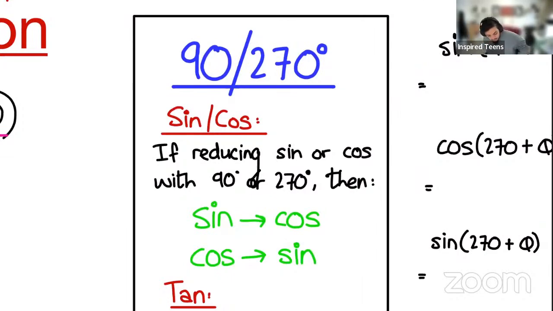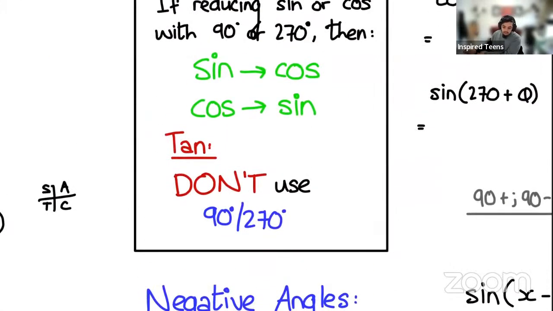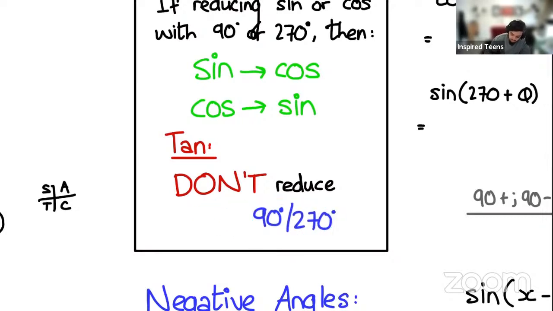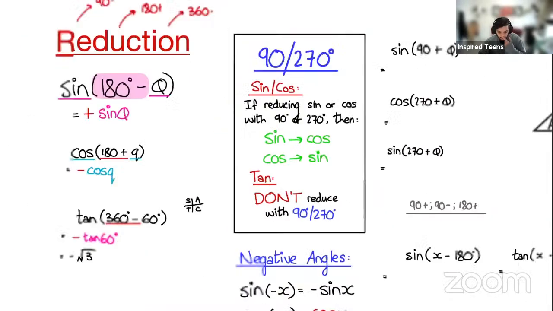Let's look at the ruling with regards to tan. With regards to tan, we don't use 90 or 270. Let's change this actually. I should say we don't reduce. Okay, because we don't reduce with 90 or 270. Cool, hope that makes sense.